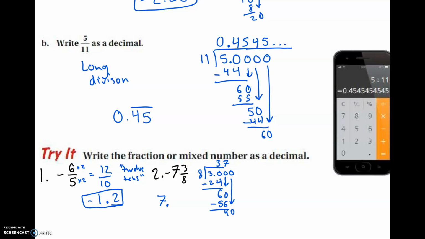Now 0.8 goes into 40 a nice even number of times, so we didn't need to worry about this portion. That one was already set for us. No biggie, right? And so then we just needed to get the decimal portion. And of course, it's going to be negative.